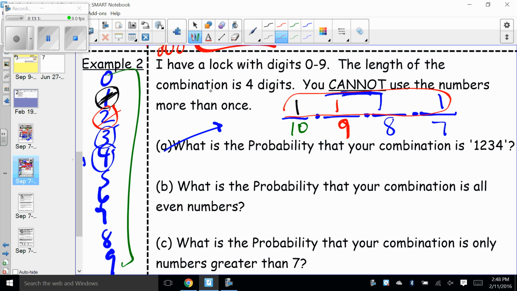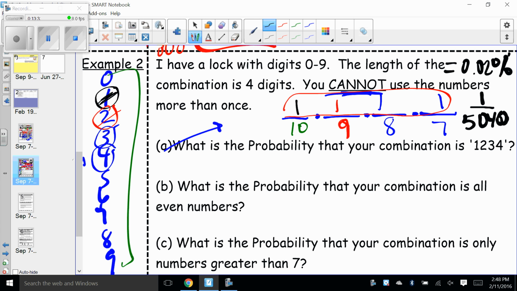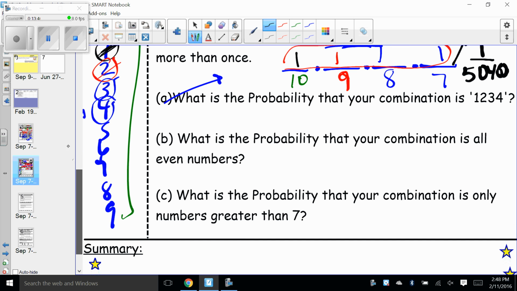If I get a 1, then I multiply the denominator. 10 times 9 times 8 times 7 is 5,040. Turn that into a percent, and the percent that I get for that is 0.02%. 0.02% chance that I get the digits 1, 2, 3, 4 if I cannot use the digits again. So the percent chance changed.